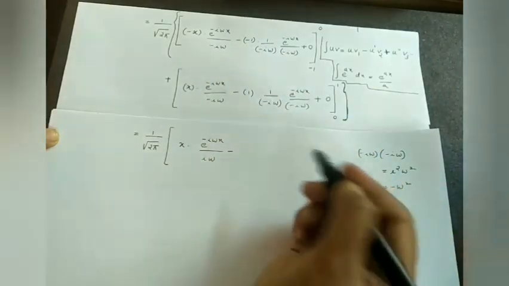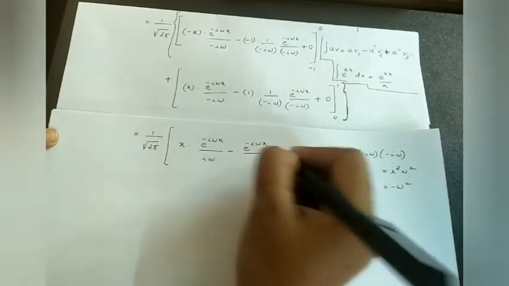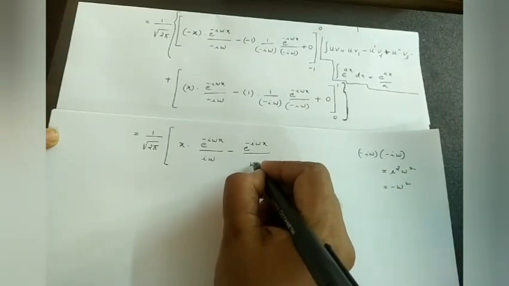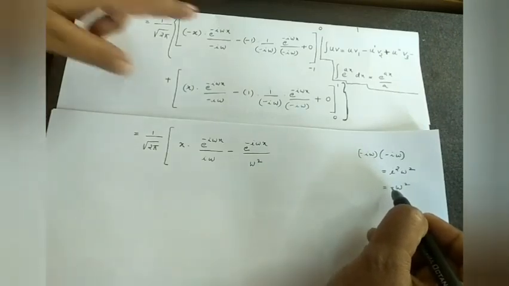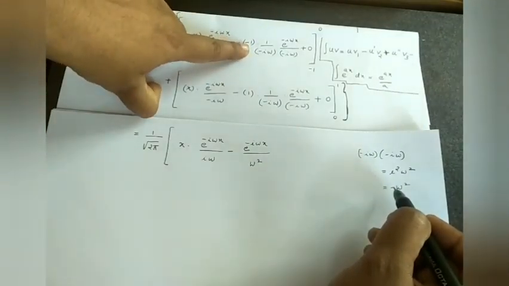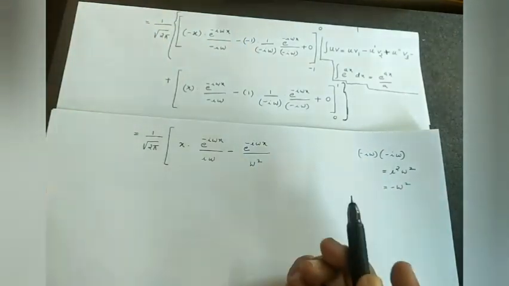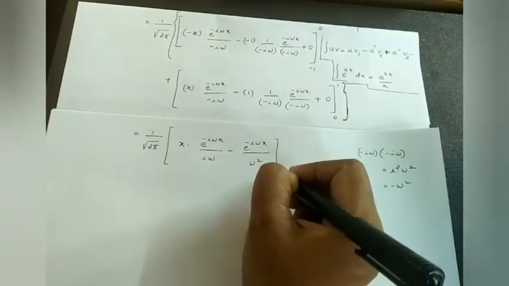Therefore, minus into e raised to minus I omega x divided by the denominator we have omega square, not minus omega square, because we multiplied that minus omega square with this minus and minus. Therefore, it becomes minus by omega square. Okay. Now, limit from minus 1 to 0.